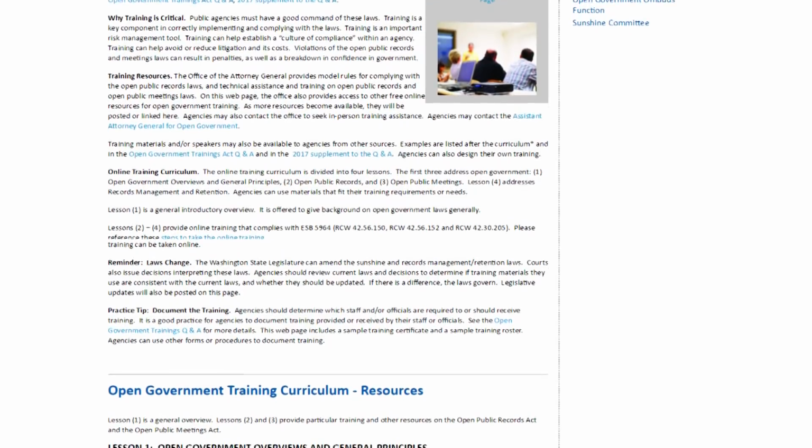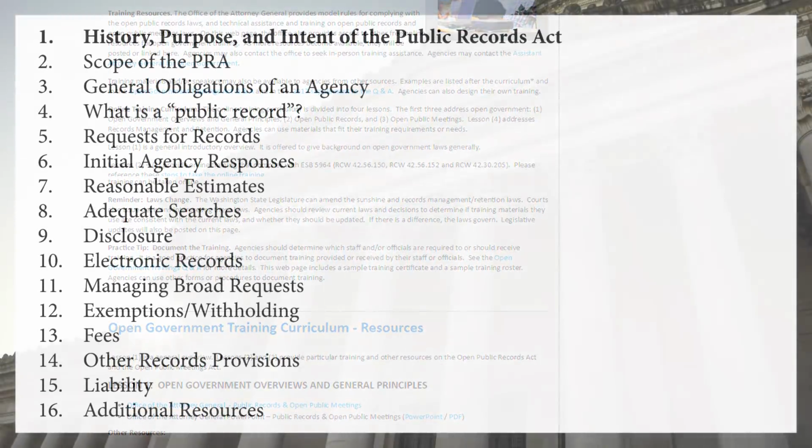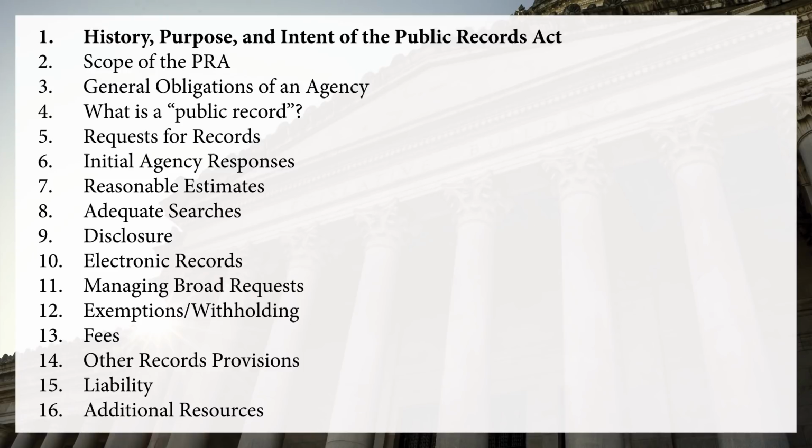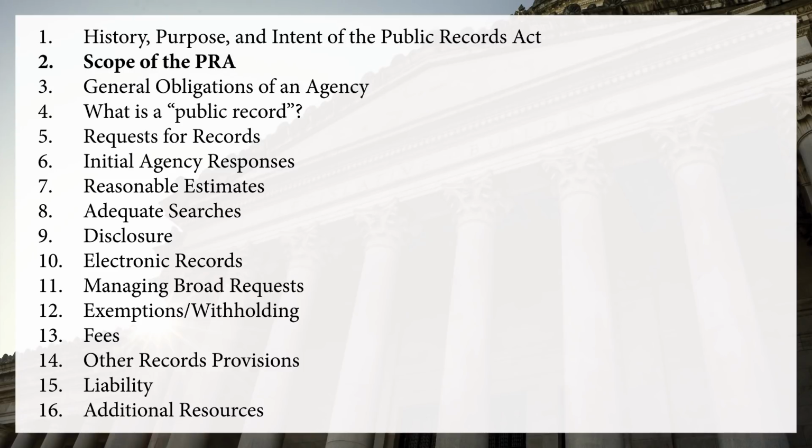This training video contains 16 short segments where we will review history, purpose, and intent of the Public Records Act, scope of the PRA, general obligations of an agency, what is a public record, requests for records, initial agency responses, reasonable estimates, adequate searches, disclosure, electronic records, managing broad requests, exemptions and withholding, fees, other records provisions, liability, and finally, additional resources.